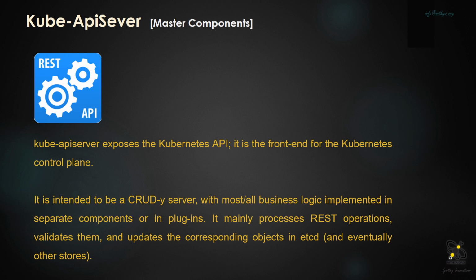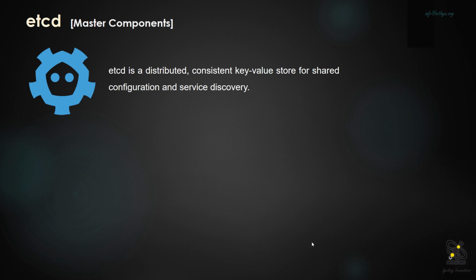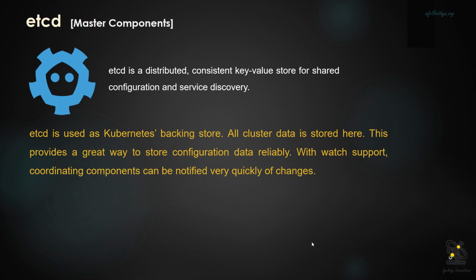Whatever actions you are doing in the cluster are done through the Kubernetes API. It mainly processes REST operations, validates them, and updates the corresponding objects in etcd. The main thing is that it gives commands to all the components running in that cluster and persists that data in etcd. As I said, etcd acts as the Kubernetes backing store.